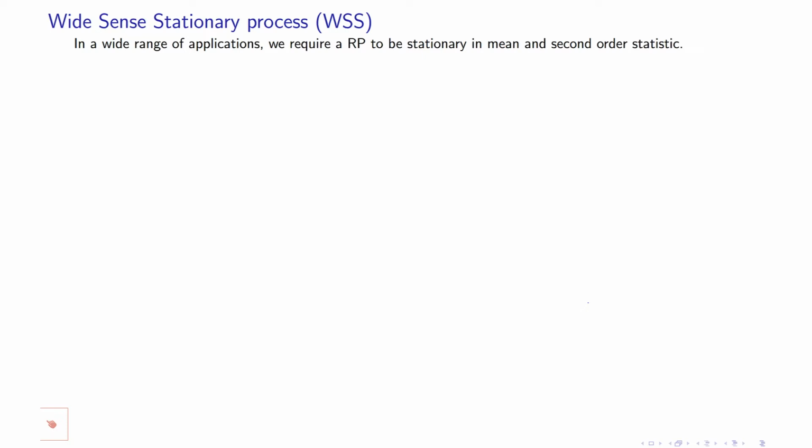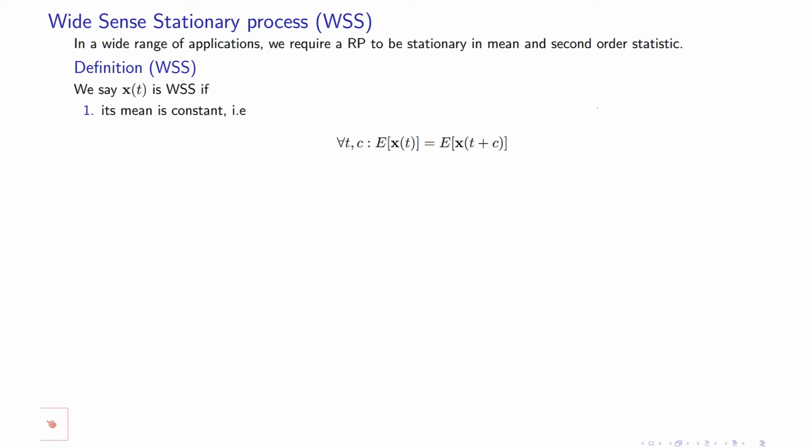So wide sense stationary processes are used in a wide range of applications, and we require the random process to be stationary in the mean and the second order statistics. So this is a general non-mathematical definition. Usually I prefer you to write the math definition. This is not acceptable, which is true of course, but in exams and so on, you want to write the math definition. The formal definition is that we say x of t is wide sense stationary if two conditions are satisfied. The mean is constant.